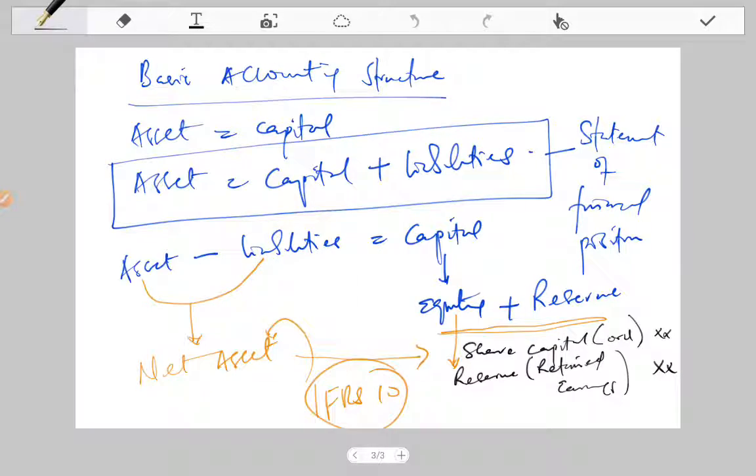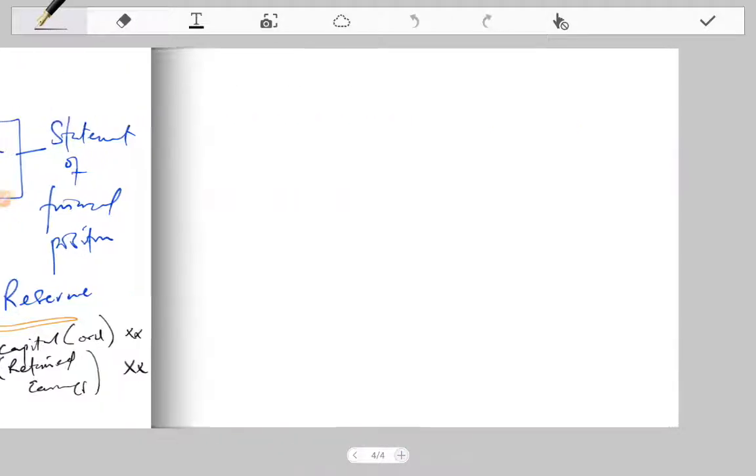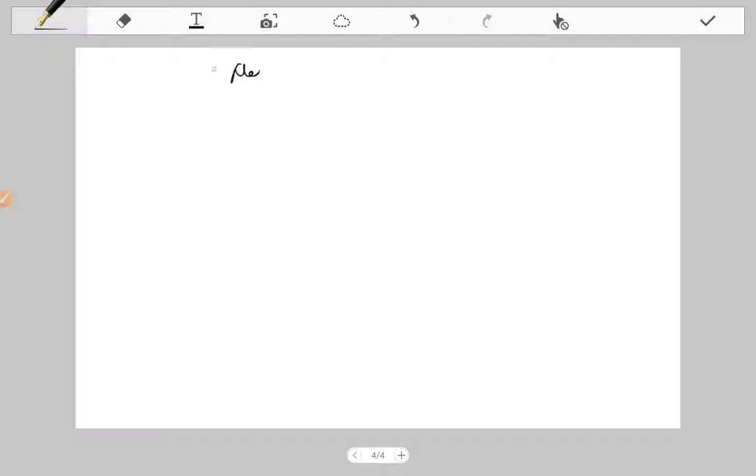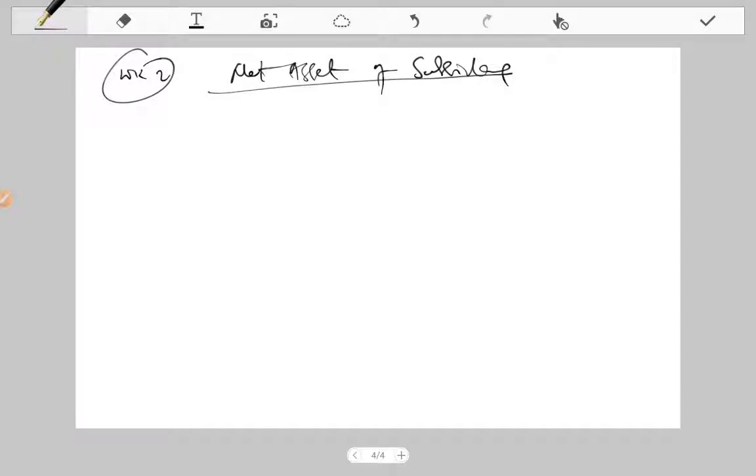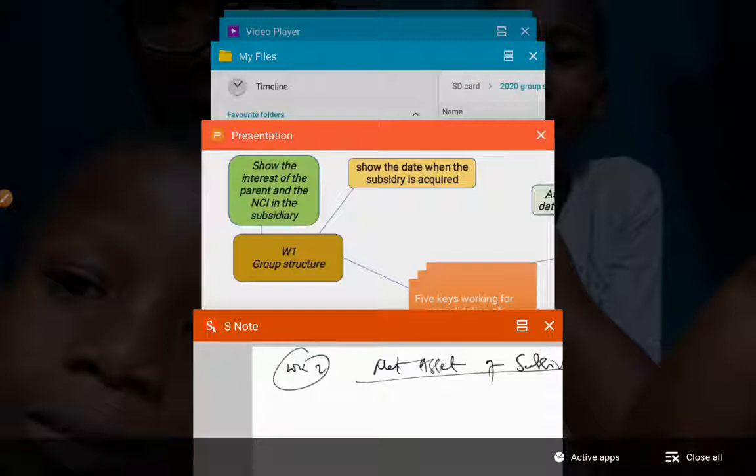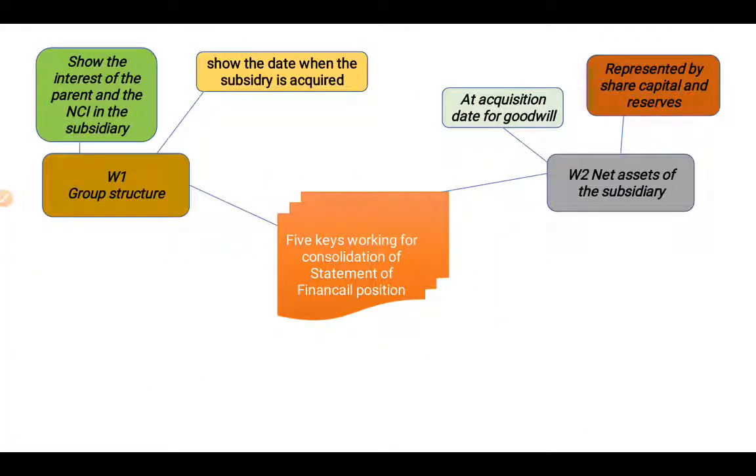We now said the next information is for us to get the net asset. And from what we have there, the net asset is an information we are looking at. This is working 2. Net asset of the subsidiary. So when we are looking at the net asset of the subsidiary, from our slide, we could see that we need the net asset at the acquisition date, and also the reserve at the point of the date of reporting.